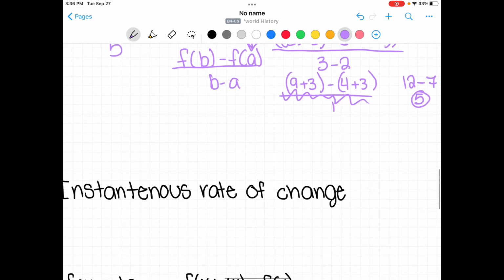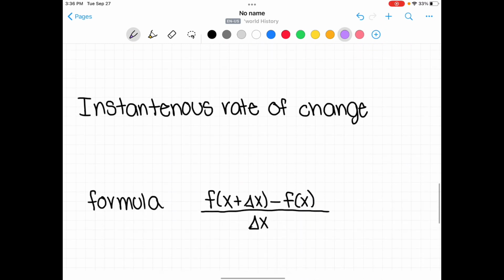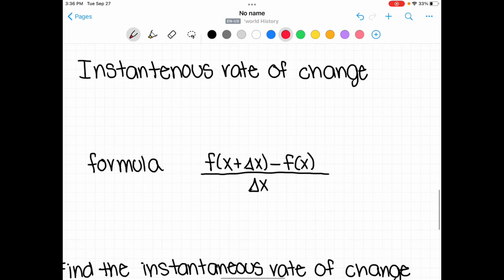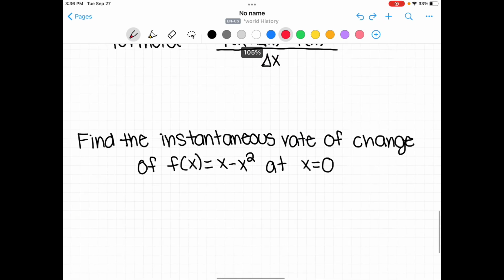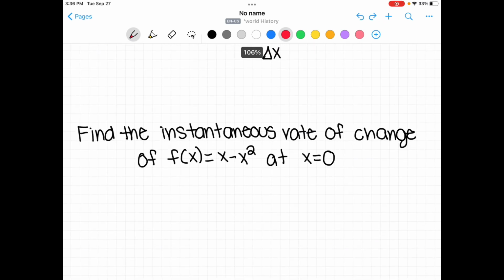Alright, now we're going to talk about instantaneous rate of change. I'm going to change the color because I hate it. And we're going to be using this equation. This number right here, you can substitute it out for a, or in some cases, they substitute this number out for h, but I'm just going to keep it as delta x. So we're going to find the instantaneous rate of change for this equation right here.